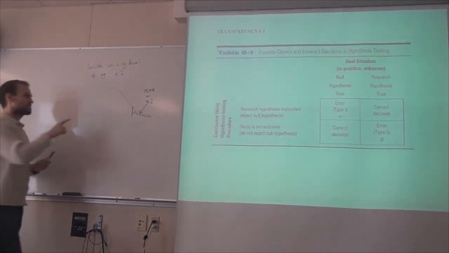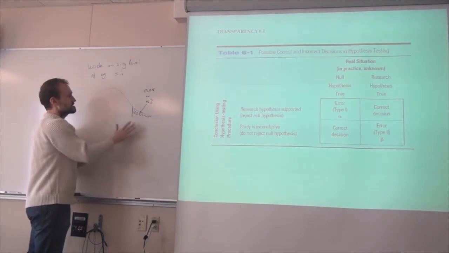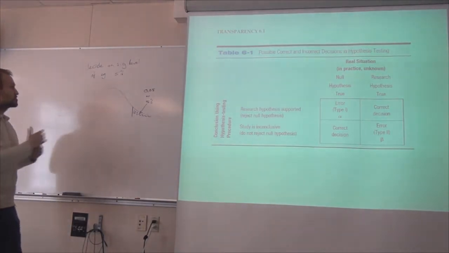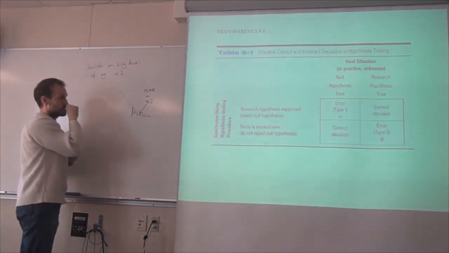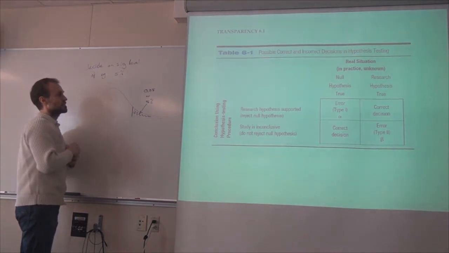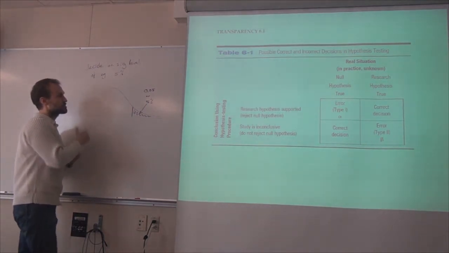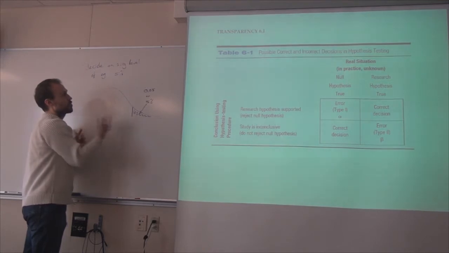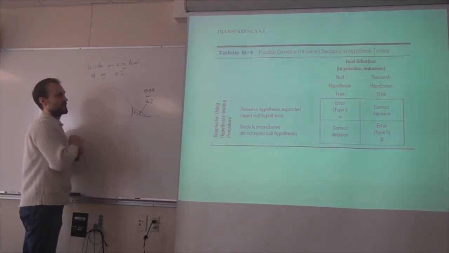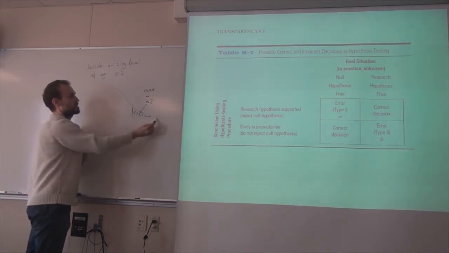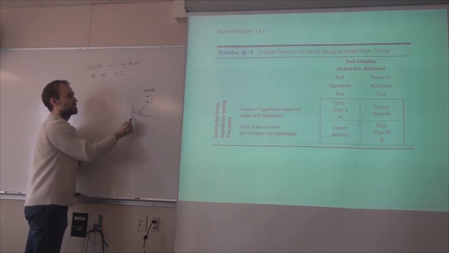What does this mean? What is this? This means that if the null hypothesis is true, then I have this distribution, the distribution before the treatment, population 2. If the null hypothesis is true, when am I going to reject it? I'm going to reject it whenever I get something in this area over here.